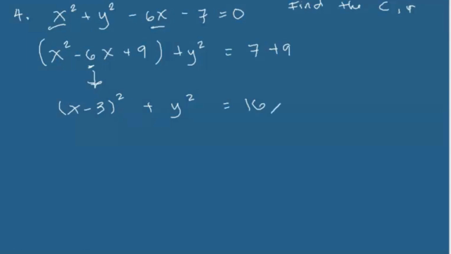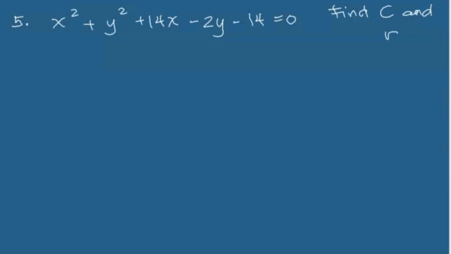So this is our standard equation of the circle, and we're asked to find the center. The center would be (h, k), so this is our h, which becomes positive 3, and for y, or the k, is nothing, so that's 0. And the radius, r squared is equal to 16, so radius is equal to 4.